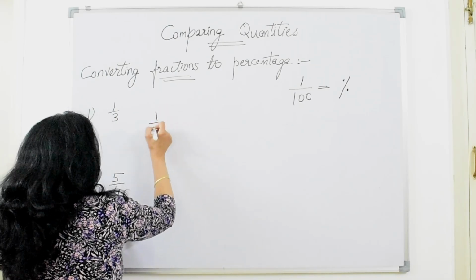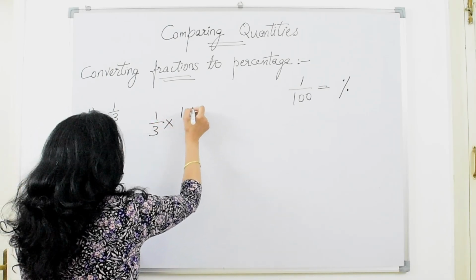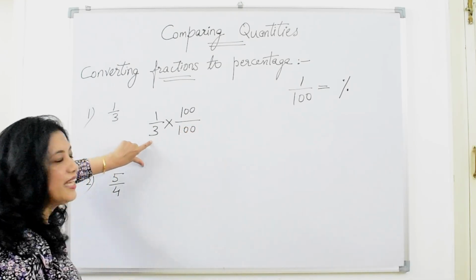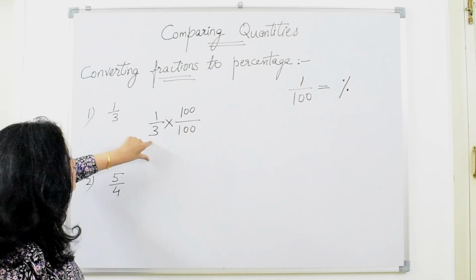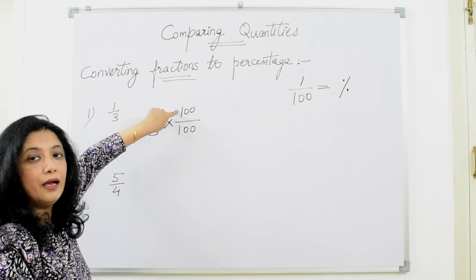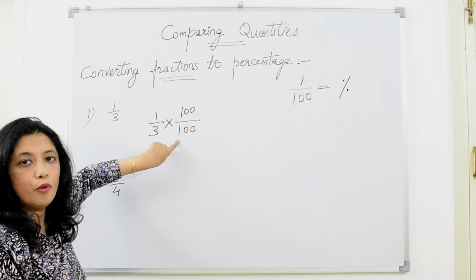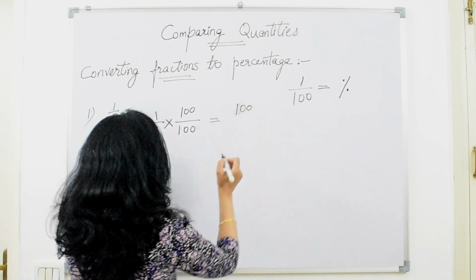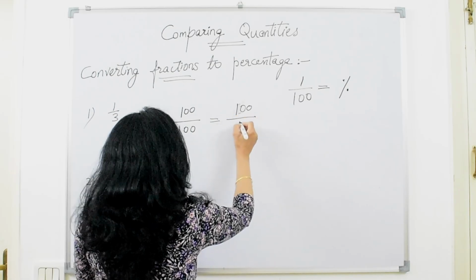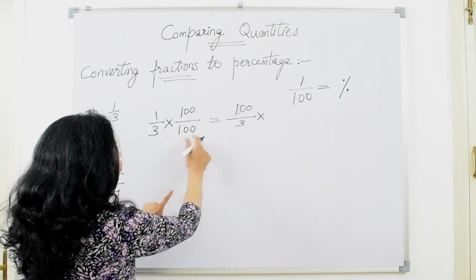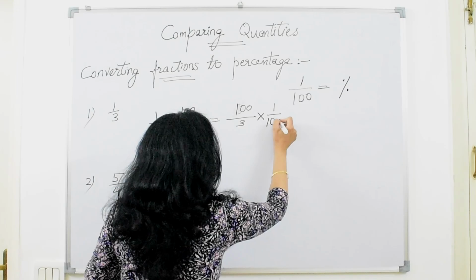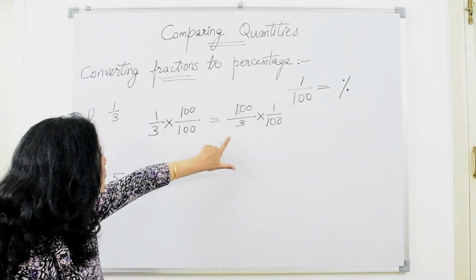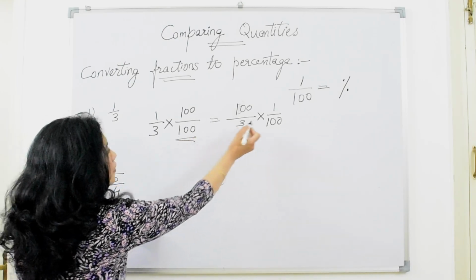So 1 by 3, if we multiply both the numerator and the denominator by 100, we don't change the number. We can do this in the fractions. We have to multiply the same number in the numerator as well as the denominator. Now what do we get? 1 multiplied by 100 is this, and we take out 1 by 100 outside like this. We have written 100 here, 100 by 3, and we have taken this outside.